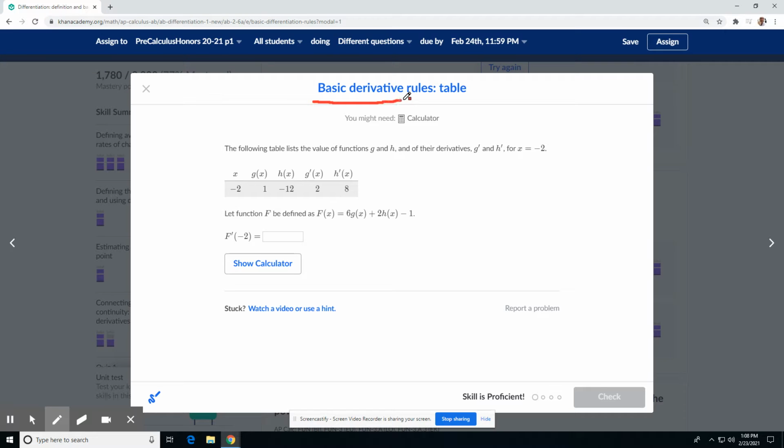We're doing a basic derivative, still using the rules, and now it's in the context of examining a table. The following table lists the values of functions g and h and of their derivatives, g prime and h prime, for x equals -2. Okay, there's our table there. And then let the function f be defined as f of x is equal to 6 times g of x plus 2 times h of x minus 1. Find f prime of -2.